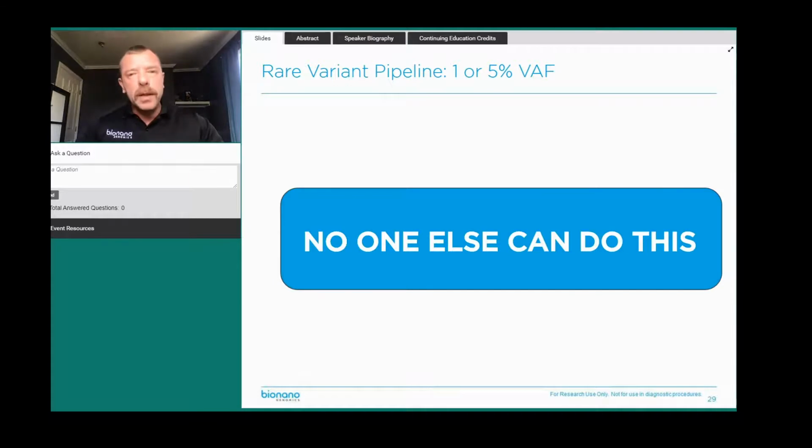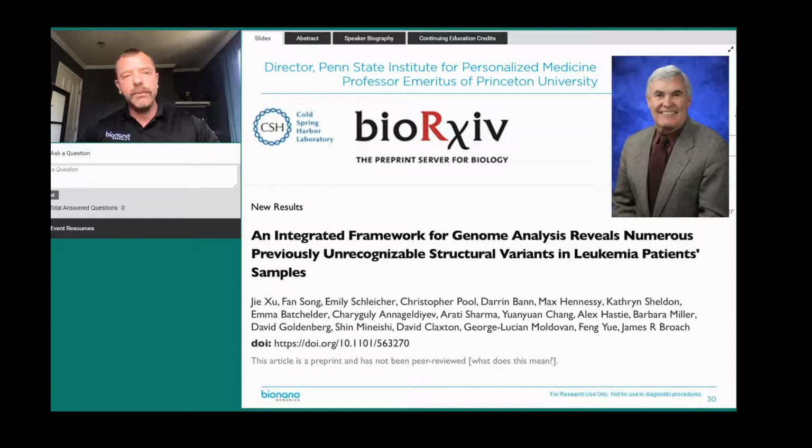So I want to show you a couple examples from cancer. Keep in mind that all of these findings really apply to genetic disease as well. Cancer is typically a little harder, so I'll show you those examples first. So the first paper I want to talk about is from Dr. Jim Broach, who is Director of Personalized Medicine at the Penn State Institute in Hershey.